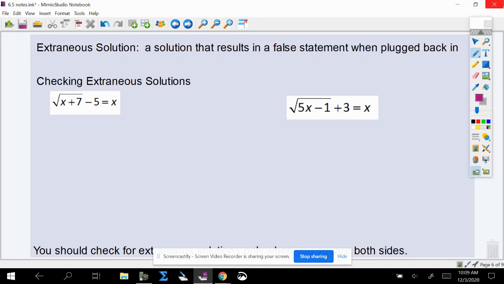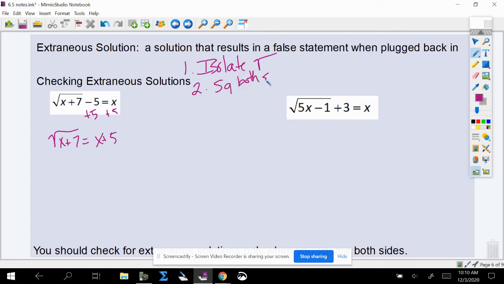So your first step is to isolate. I'm going to make a little list at the top. Our first step is to isolate the square root. So we're going to do that by adding 5 to both sides. So you get the square root of x plus 7 equals x plus 5. Your second step is to square both sides.